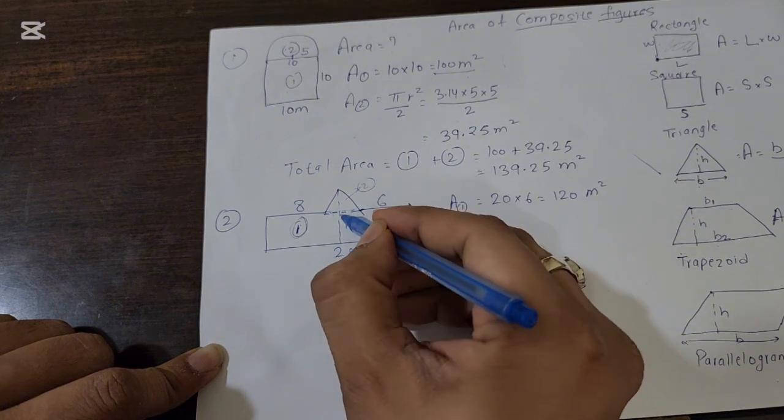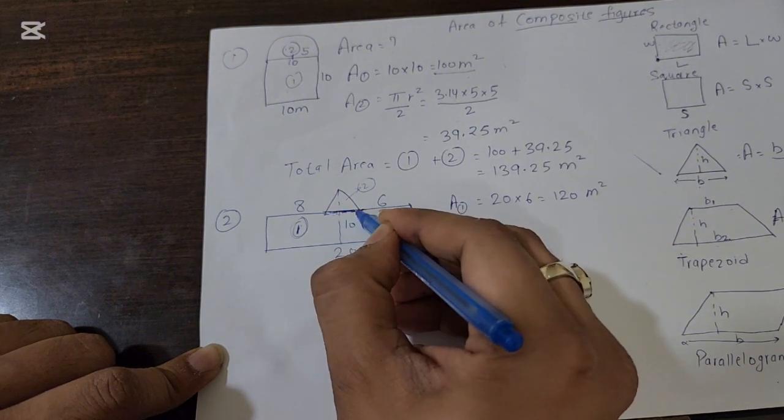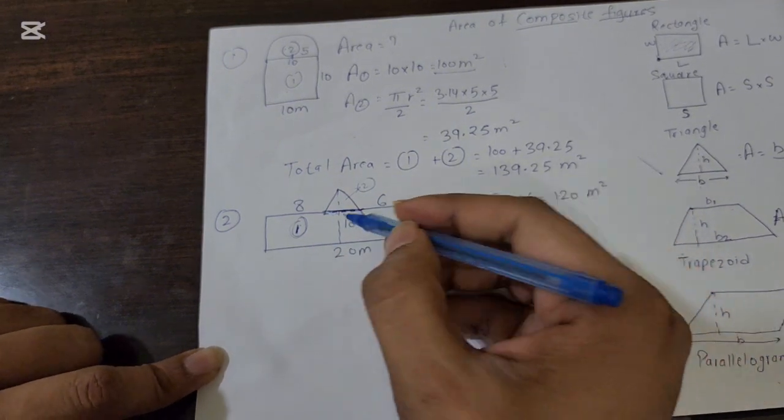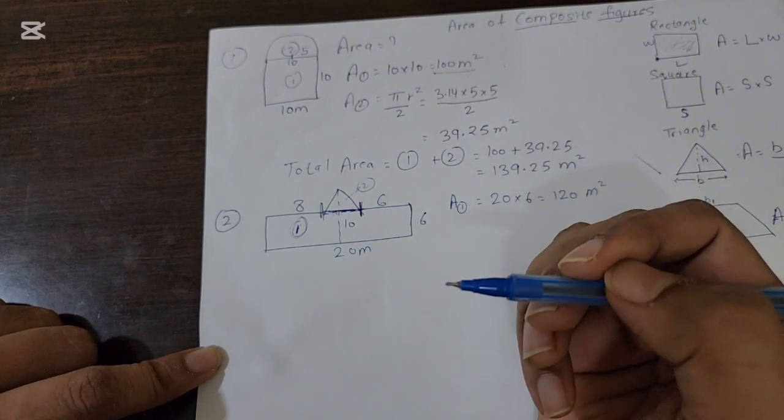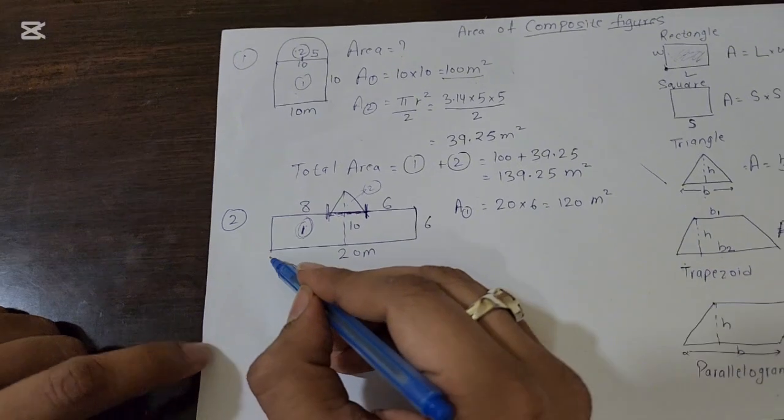Now, to find the area of the triangle, first I need the base. Yes, check, the base is not given here, right? This base is not given. So first we have to find the base. Now how will I do this? I need this base, right? Okay, this is not given. What to do? I checked here.